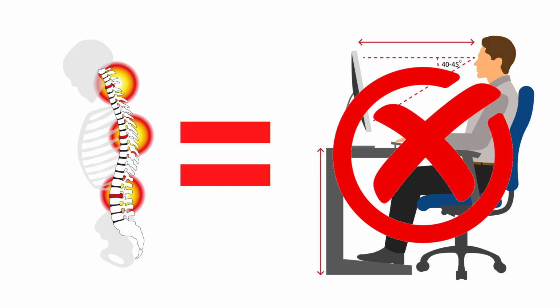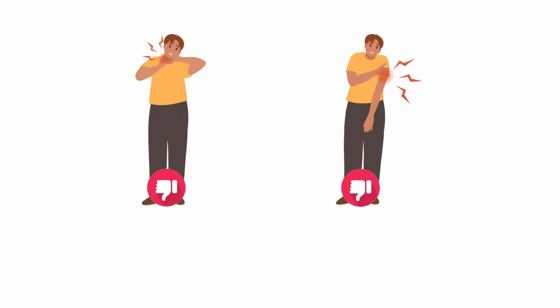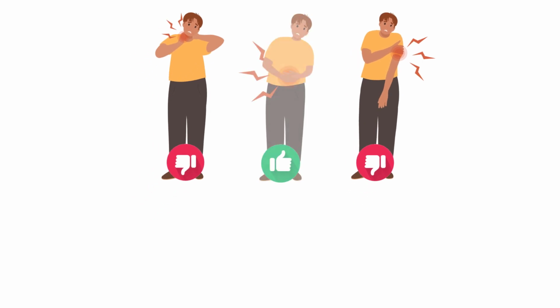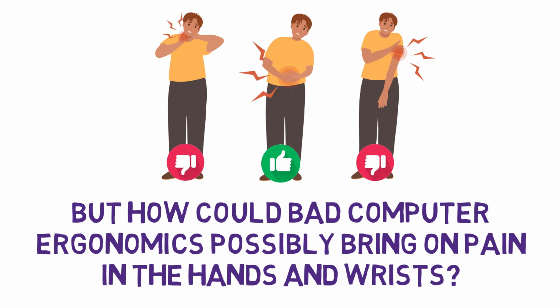Interestingly though, of all upper body regions, a 2020 study found that the region most affected among office workers in higher education wasn't actually the neck or shoulder, but rather the hands and wrists. But how could bad computer ergonomics possibly bring on pain in the hands and wrists?